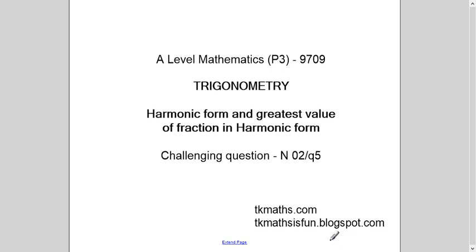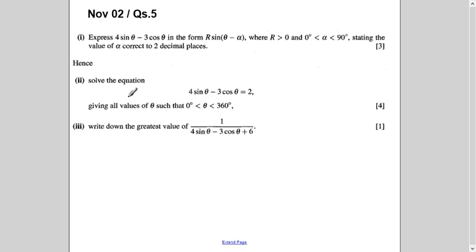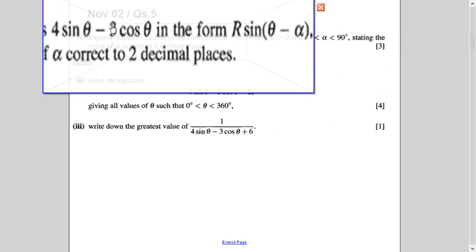So let's begin with the question. There are three parts in this question, November 02, question number 5. The first part is about conversion to harmonic form. The equation is written very small, so let me enlarge it. First of all, we will change the given expression 4 sine theta minus 3 cos theta into the form r sine (theta minus alpha). This is part 1, and afterwards we will see parts 2 and 3.